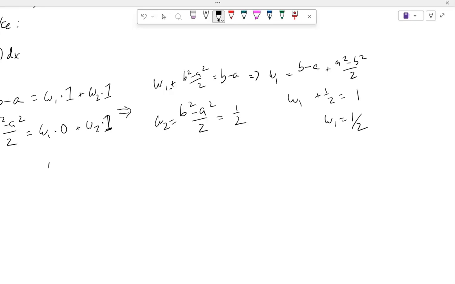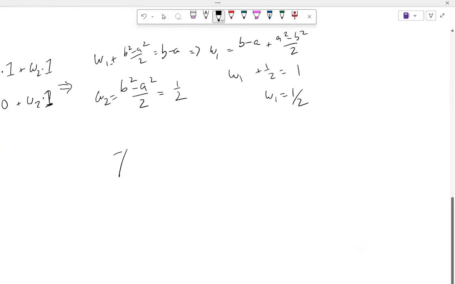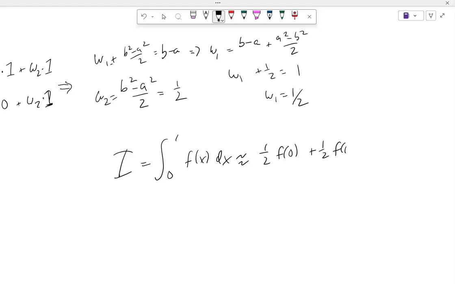Yep. Okay. So our quadrature rule then, you write back over here, your I, which was the integral from 0 to 1 of f of x dx, is approximately 1/2 of f of 0 plus 1/2 of f of 1. And this makes me feel much better because this is exactly what it should look like. Does that look like the area of a trapezoid?